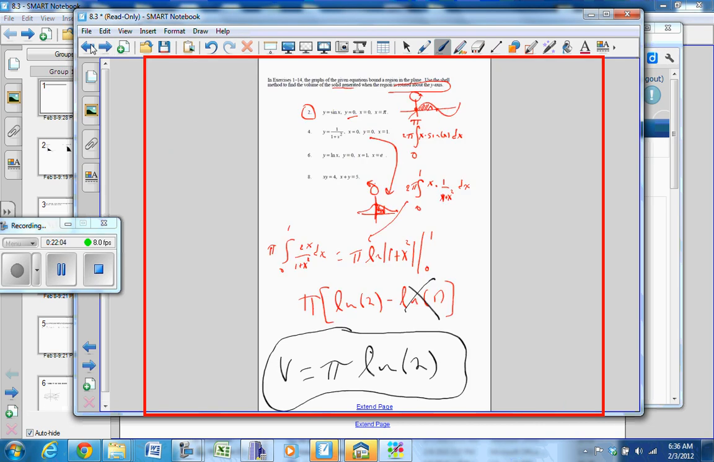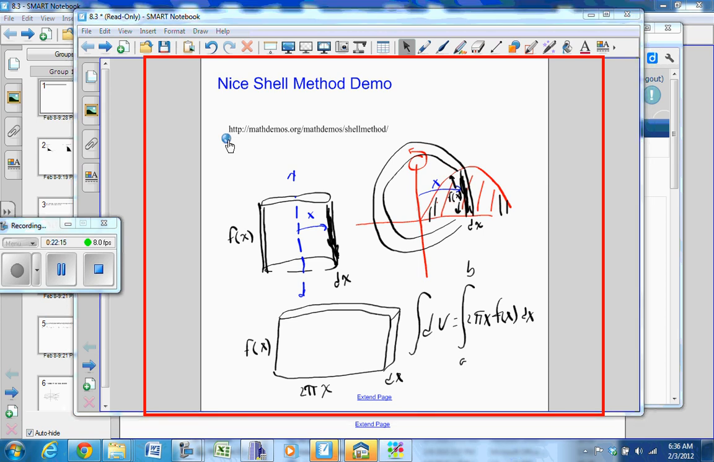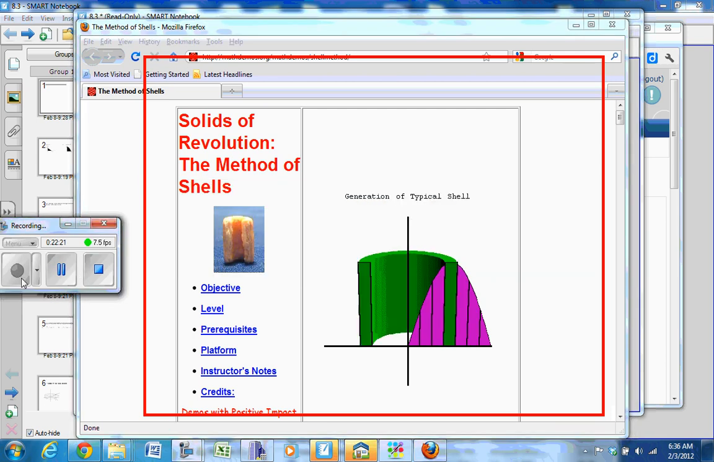And I just want to end by going back to this demo that we started off with. So again, it's important that you understand the theory behind this method, that we're creating a bunch of infinitely thin cylindrical shells, and we're going to add up the volume of each of those cylindrical shells as we rotate it around the y-axis, or really any other axis. And that's what we got.